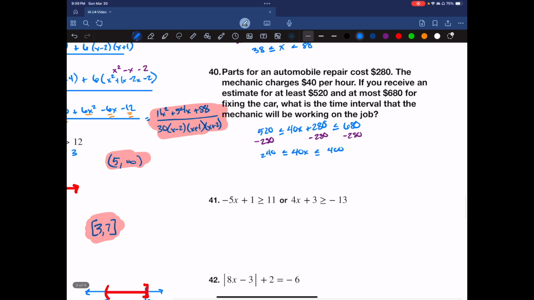Okay, so when you divide by 40, it's going to give you 6 less than or equal to x less than or equal to 10. Again, I don't need a graph, but this just tells you that the mechanic is going to work between 6 and 10 hours to fit within these prices. So 6 comma 10 bracket on both sides, and that is my answer.